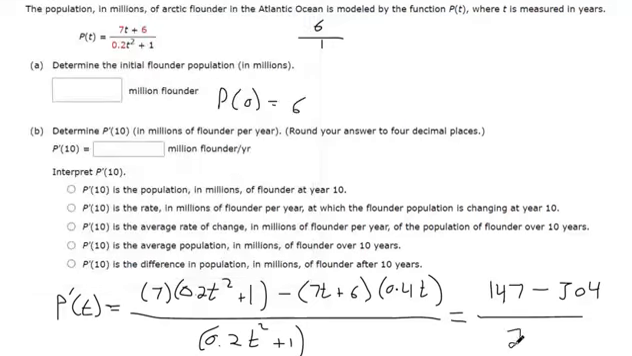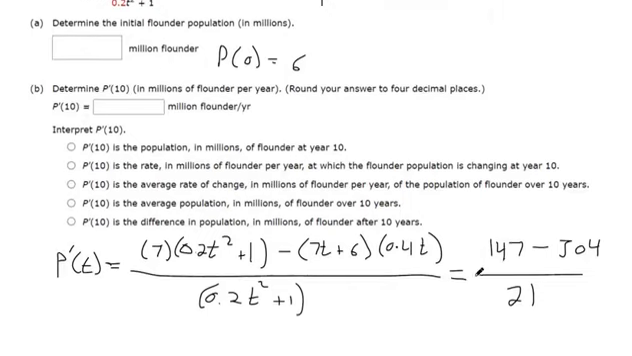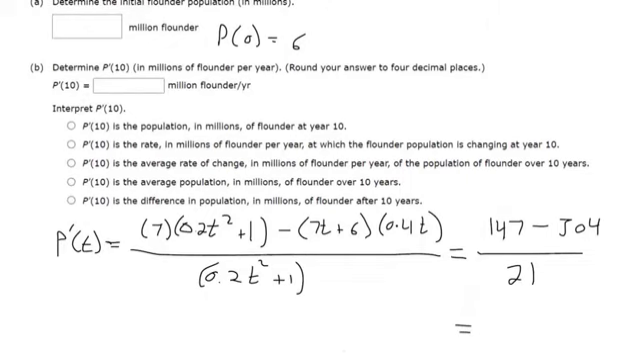I think I said it wrong too when I was talking about the derivative. This is at time t equals 10, not when the population is 10 million. So years. How fast is the population changing after a certain amount of years?